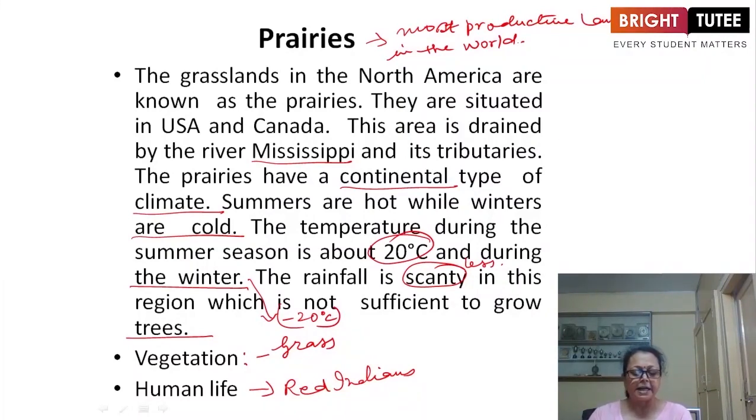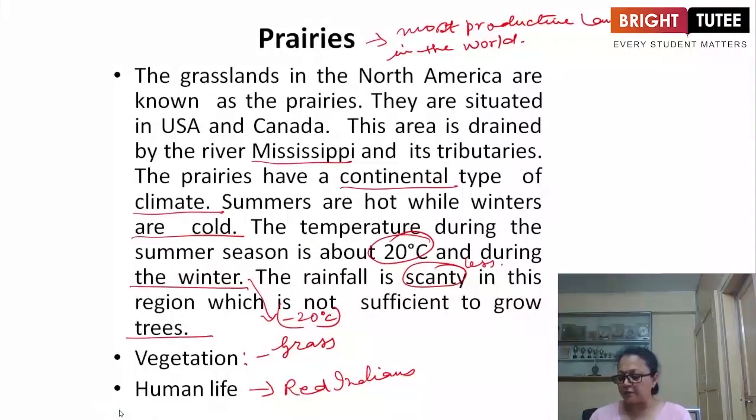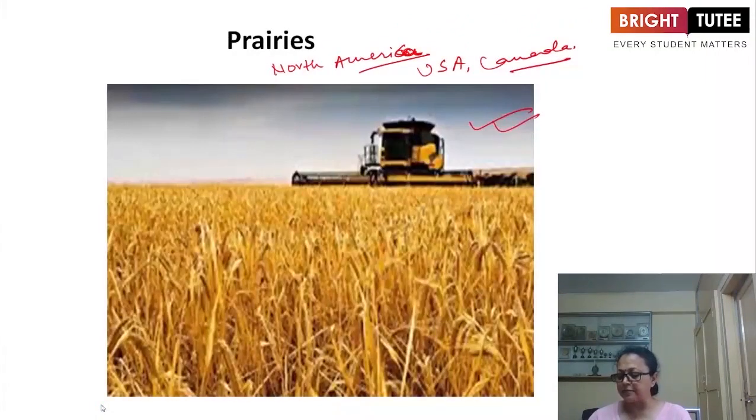The prairie grasslands were earlier inhabited by the Red Indians and the descendants of the Europeans. Prairies are one of the most productive agricultural lands in the world. The farms are big in size and work is mostly done with the help of machines. Hand work is not done. Most of the work over here is done with machines, so manual labor is not required or is very little.